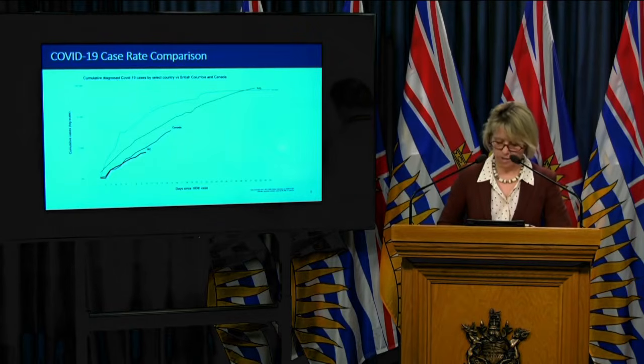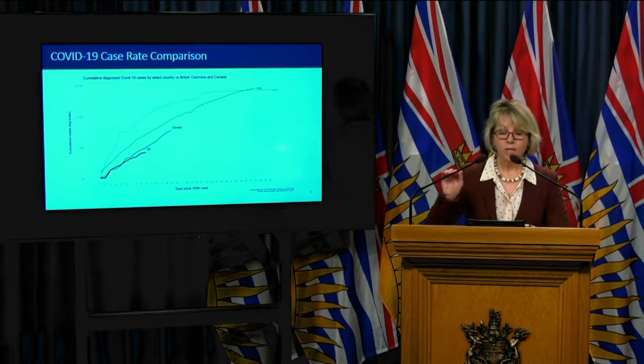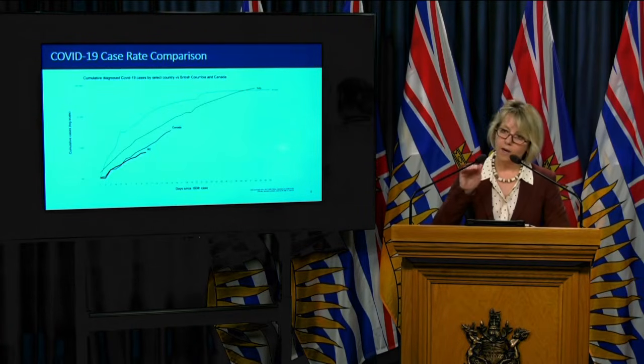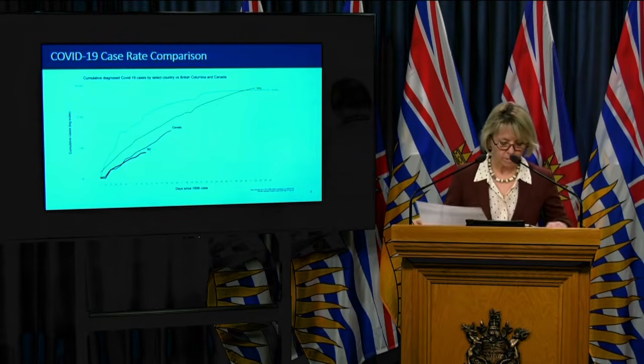And as you can see, the dark red line is British Columbia, and we are trending up clearly, and we know that because we've had new cases every day, and those have increased in the last couple of weeks. But we are maybe starting to bend a little bit here.